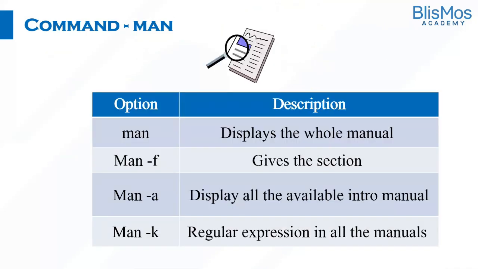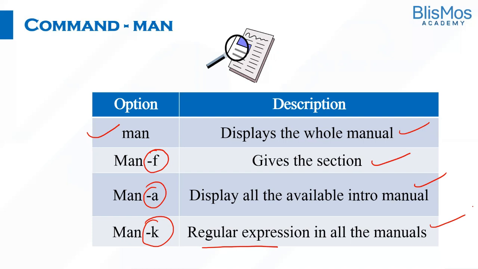We do have different options in the man command. The first option is the plain, simple vanilla one, where we have man, which displays the manual of a particular command. Then we have the option -f, which shows the section of the command. Then we have another option -a, which will display all the available intro manuals of that particular command. Then we have -k, which will search for the command as a regular expression in all the manuals.